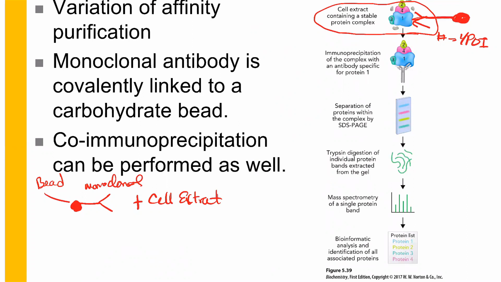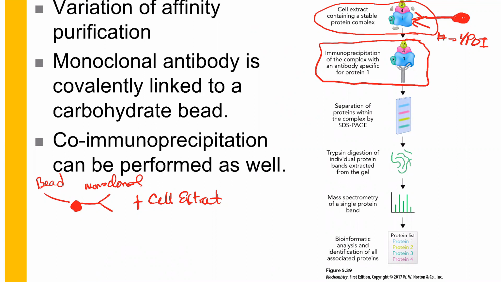So now that we've incubated it, the bead's not attached to anything else, so it's just kind of floating around. So what we can do is we can spin it. We can get it to settle at the bottom of our centrifuge tube, right? And we can wash away all the junk that we don't want. So now we have basically just our primary antibody, Yopi, and anything that's associated with Yopi.